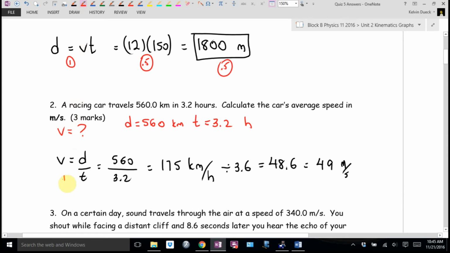Otherwise, I would give you 1 mark for the equation, half mark for the 175, half mark for dividing by 3.6, and a half mark for the answer. And there's your 3 marks.